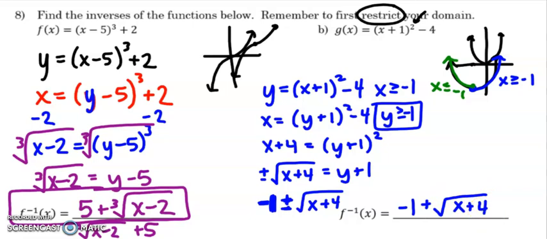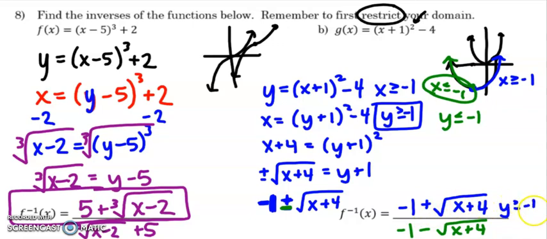So now let's think about what would happen if I had started with, instead of x is greater than or equal to -1, x is less than or equal to -1. This line here would have been y is less than or equal to -1, which means when I get down to my final answer, I would have wanted to take -1 minus the square root of x plus 4. So it doesn't matter if you restrict and do the blue or the green, but you need to pick one or the other. So your final answer here is -1 plus the square root of x plus 4, because y is greater than or equal to -1, or in this situation, because y is less than or equal to -1.